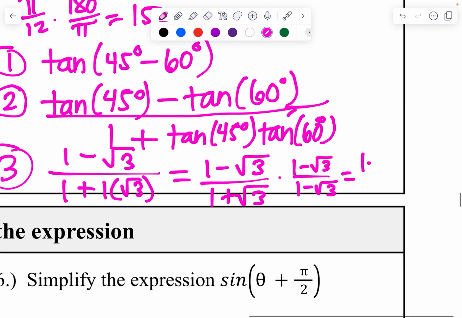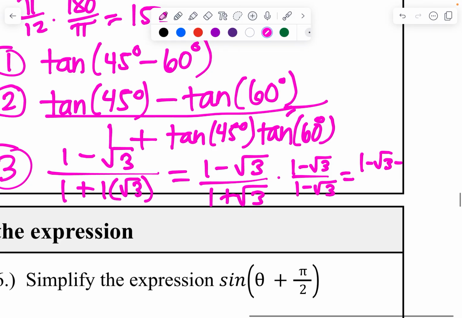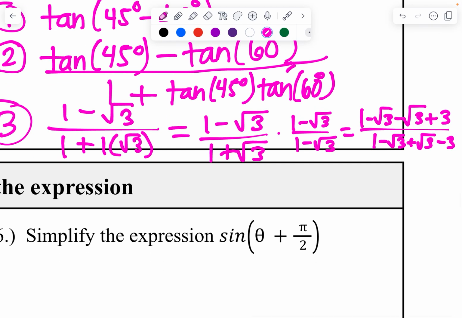So we're going to get 1 minus the square root of 3 minus the square root of 3 plus 3 in the top. In the bottom, you're going to get 1 minus the square root of 3 plus the square root of 3 minus 3. So if we simplify in the top, 1 plus 3 gives us 4, minus 2 of those square roots of 3. In the bottom, you've got 1 minus 3, which is negative 2, because remember, these are opposites and add to 0 and cancel out.